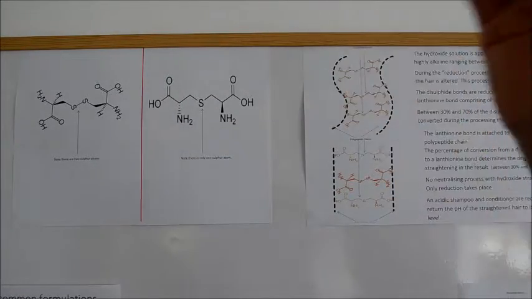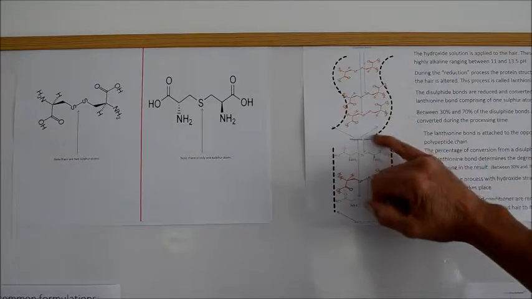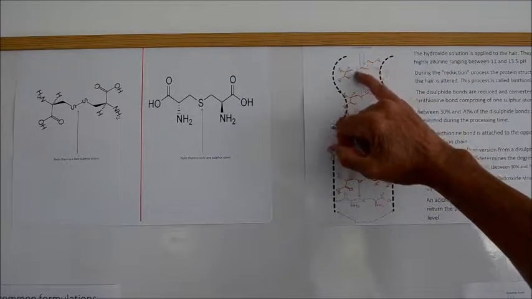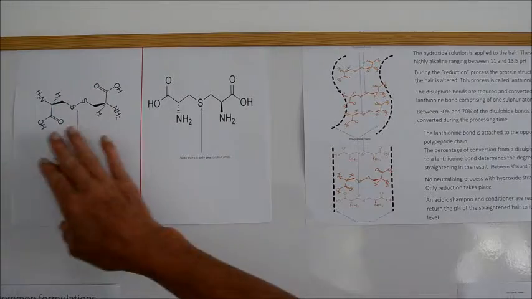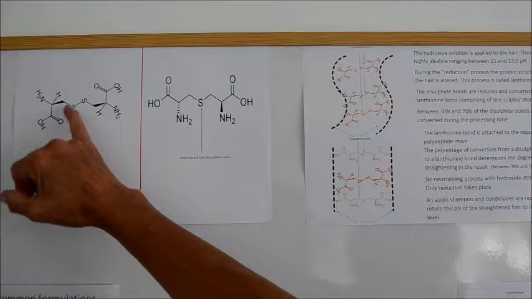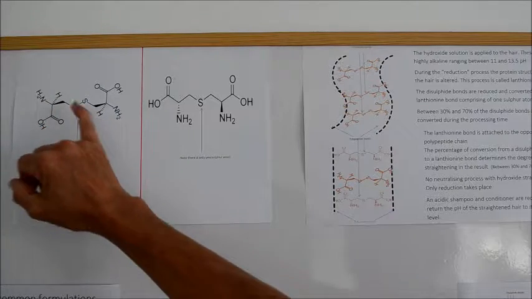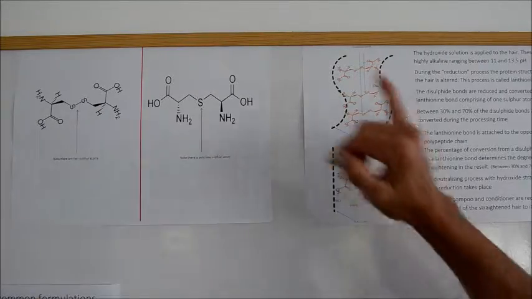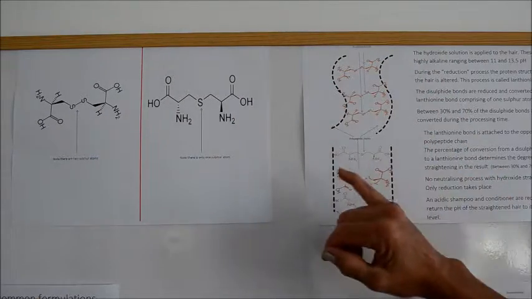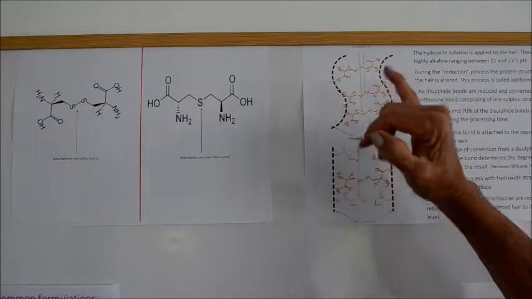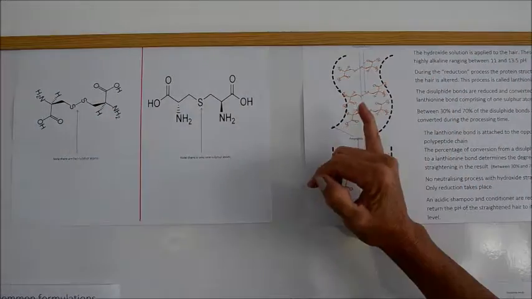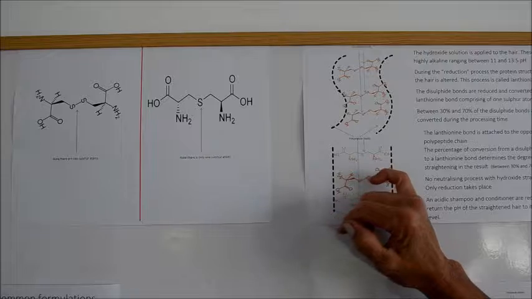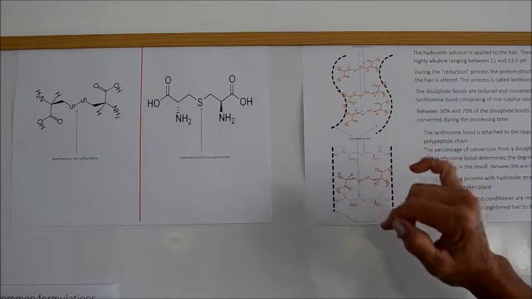Now this is where it varies distinctly. These are our polypeptide chains, and across the hair structure prior to any chemical service we have disulfide bonds. A disulfide bond looks like this diagram here, where we have two sulfur atoms within the cortical fibres that are joined together to create a disulfide bond. The chemical action of a hydroxide straightener is that during the reduction process it reduces the disulfide bonds to a single sulfur bond. Now this bond is called a lanthionine. The process is called lanthionization.